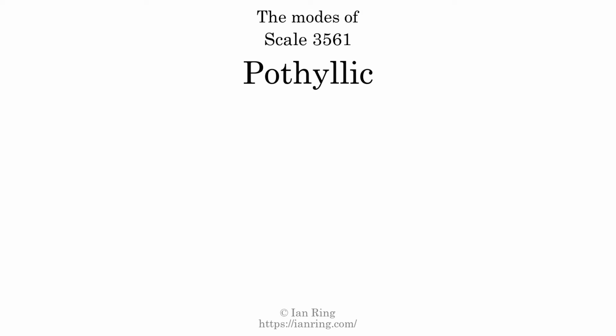This scale has 8 modes. The first mode is itself. The second mode is scale 957, also known as Pothyllic. It sounds like this.